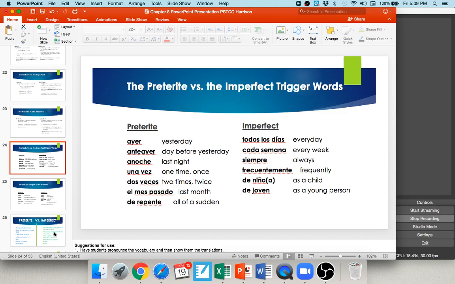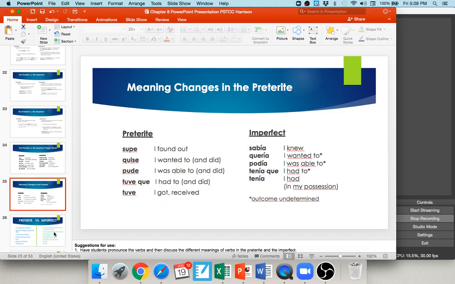this specific tense, okay? There are situations where the verb changes meaning depending on whether you use the preterite or the imperfect. So a good example of this is the verb saber, which means to know. If you conjugate saber in the preterite as supe, you're saying I found out. But if you conjugate it as sabía, you're saying I knew. Okay. Same thing with the verb querer. Querer is to want. If you conjugate querer in the preterite, quise, you're saying I wanted to and I did. If you conjugate it in the imperfect, quería, I wanted to, but we don't know if that outcome actually happened or not.